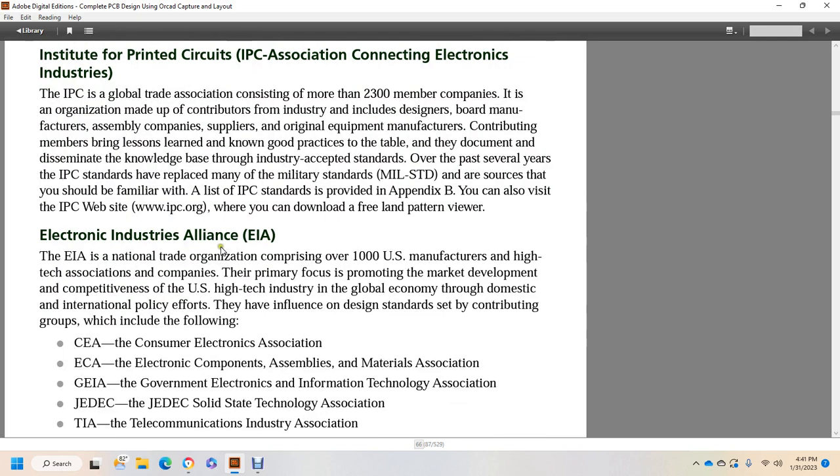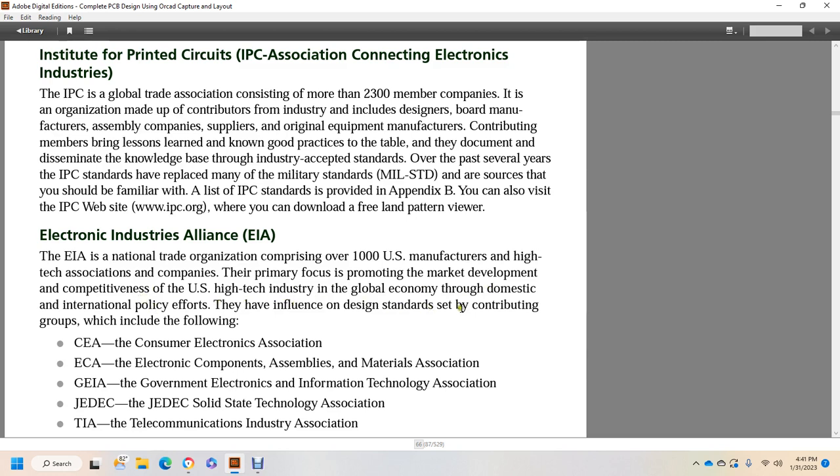Alright, your Electronic Industry Alliance, EIA. The EIA is a national trade organization comprising 1,000 U.S. manufacturers, a high-tech association with the primary focus of promoting market development and competitiveness of the U.S. high-tech industry in the global economy through domestic and international policy efforts.